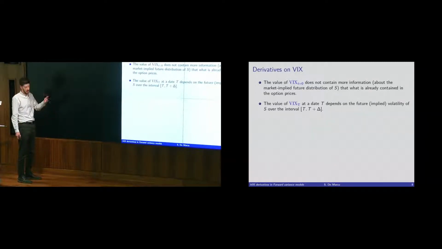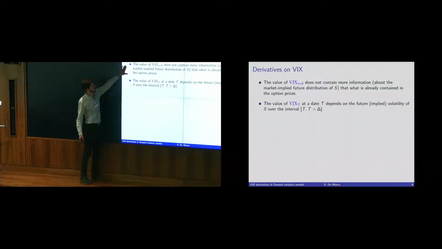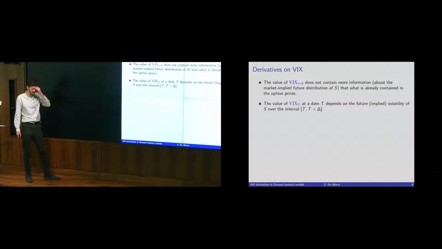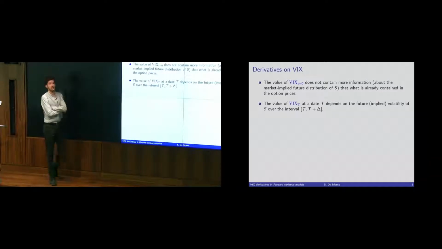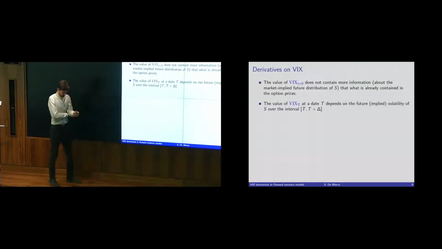So we have an object which is already an implied volatility, and there are derivatives on that. As I pointed out, and I'd like to stress, the value of this index today does not contain any more information than what is already contained in option prices. Give me option prices, and this gives me a number, which is the VIX.